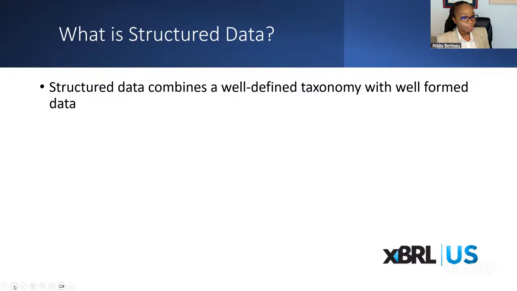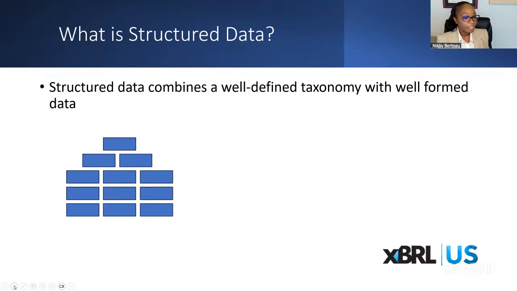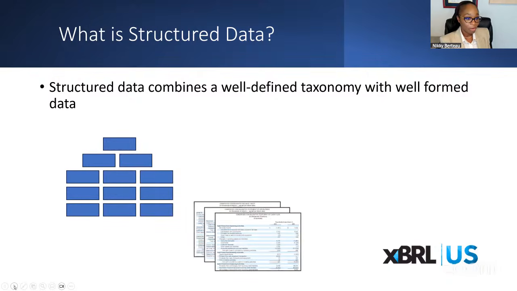All right, so let's talk about structured data. Structured data combines two things. One is a well-defined taxonomy, and two is the well-formed data. So you can think of the taxonomy as the framework or the map, and the reported data as the content placed into that framework.